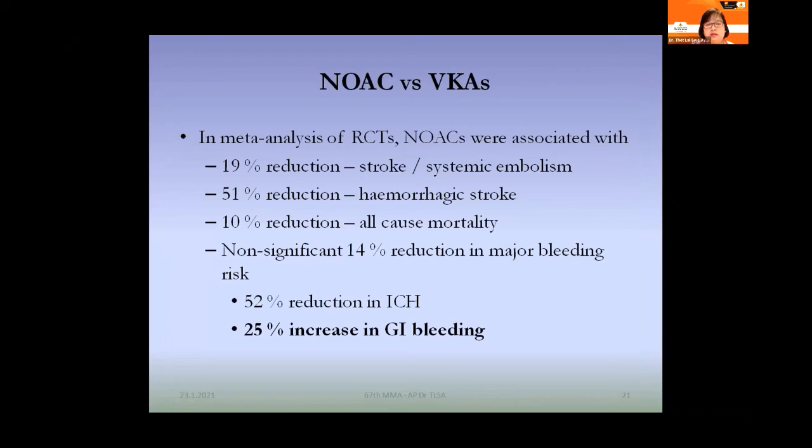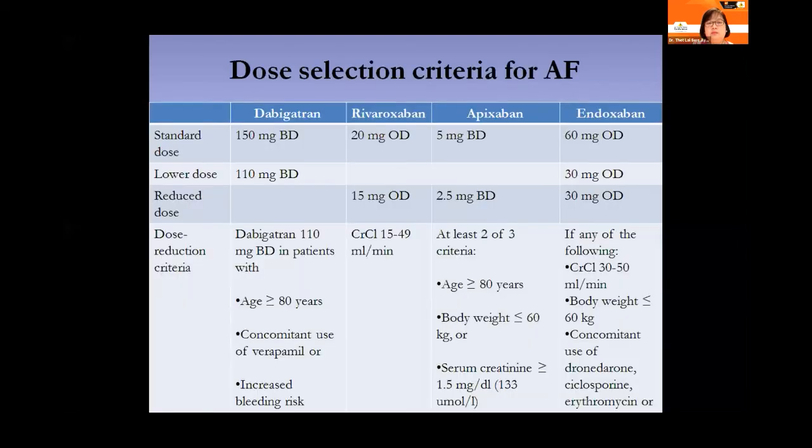So what is the difference between the NOACs versus vitamin Ks? They have comparable benefits, but according to the RCTs, NOACs have a 19% reduction in the risk of stroke or systemic embolism, 51% reduction in hemorrhagic stroke, 10% reduction in all-cause mortality. It seems good. And non-significant 14% reduction in the major bleeding risk, and they have 25% increase in the GI bleeding. So NOACs have a higher risk of GI bleeding.